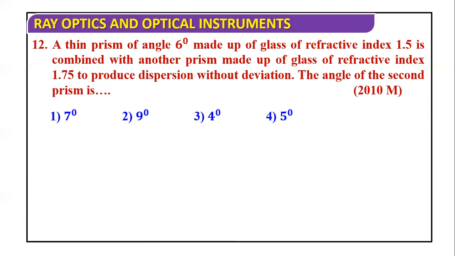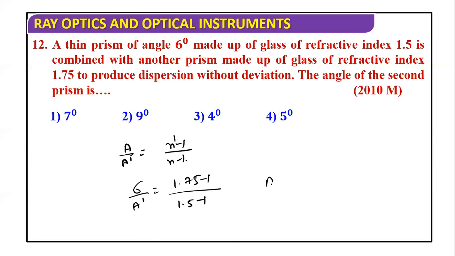The condition for dispersion without deviation is A upon A dash is equal to n dash minus 1 upon n minus 1. So 6 upon A dash is equals to 1.75 minus 1 divided by 1.5 minus 1. Solve it and we will get A dash is equals to 4 degree.